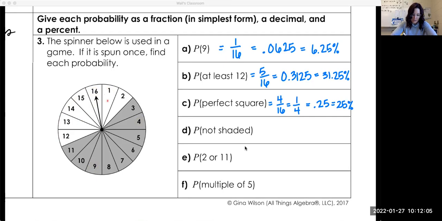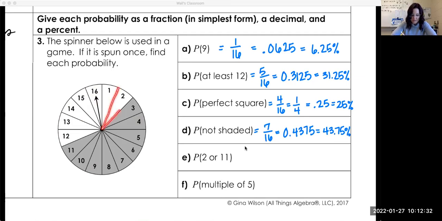We have 1, 2, 3, 4, 5, 6, 7 sections of our spinner that are not shaded. So the probability we land on a non-shaded section is 7/16. As a decimal, that is 0.4375. And as a percent, it is 43.75%.